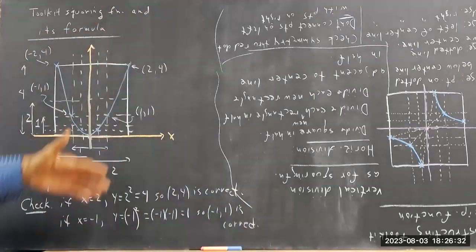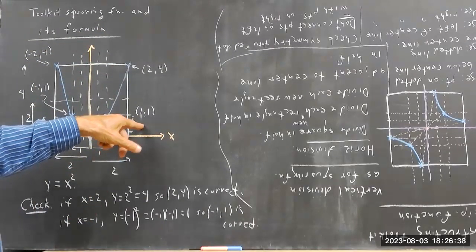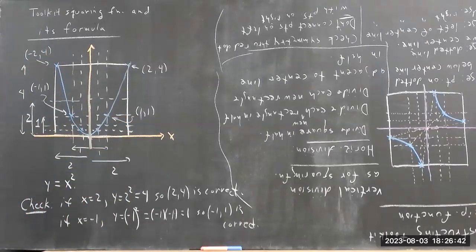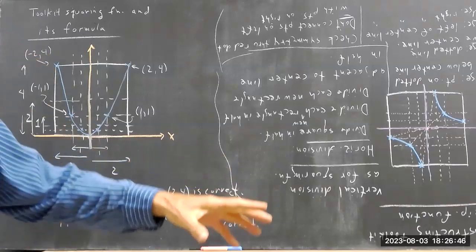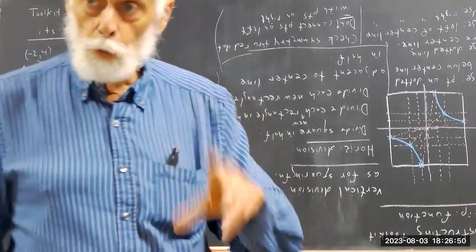So according to our construction, all these points work. Now, I'm not going to check all of them. You should check (1, 1). If you put in 1 for x, you get 1 for y. If you put -2 in for x, you get 4 for y. Put the calculator out of your hands. Do not use a calculator to do 2 times 2.